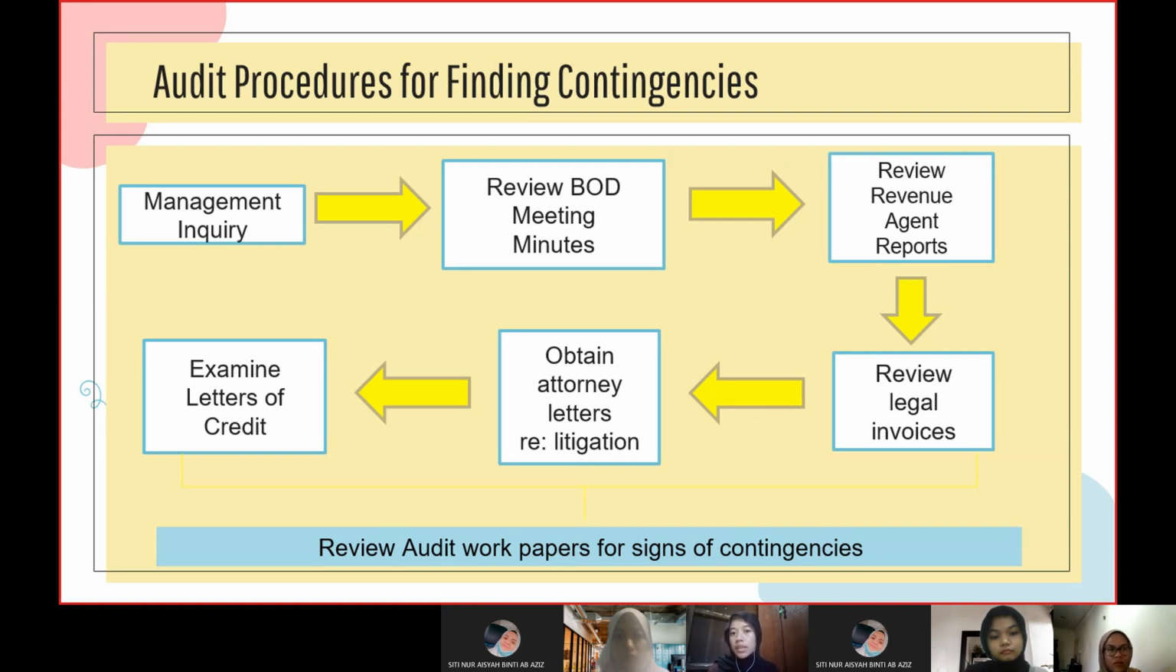Last, we will see examining letters of credit, which is to examine balance sheet data and obtain a confirmation of the unused balance, and in this we review audit working papers for signs of contingencies. Next I will pass to our member.